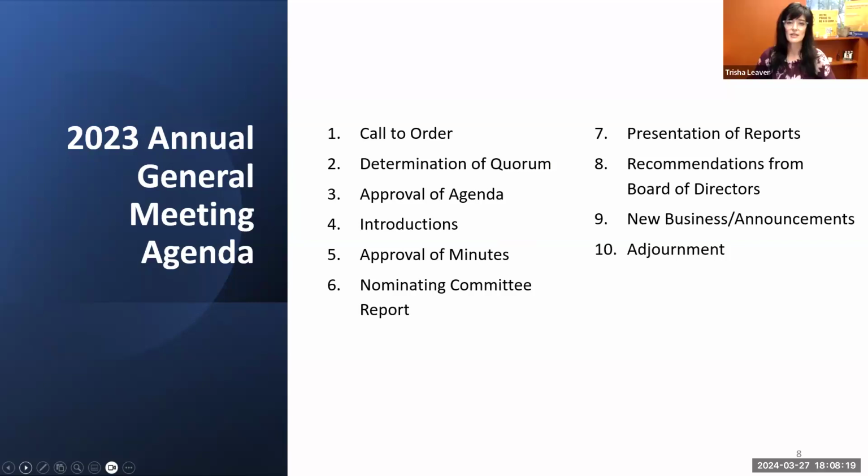So we're looking for a mover and a seconder to the motion to approve the agenda. And just a reminder to do so, simply enter move into the chat box located along the bottom of your screen. So, Mr. Chair, the motion to approve the agenda has been moved by Karen Markovich Bailey and seconded by William Hanson.